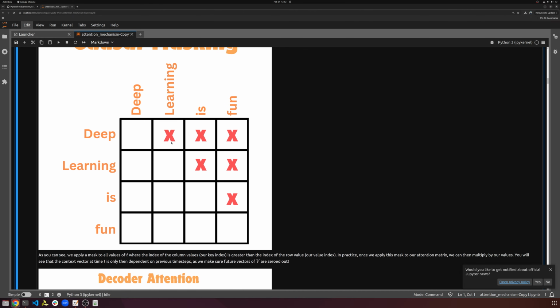We need to do something with it. And typically we just zero them out. We don't actually zero them out. You'll see practically how we do it a little bit later. We leverage the softmax to do it, but effectively we're zeroing this out.